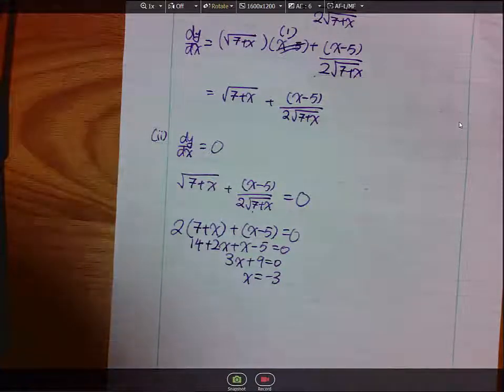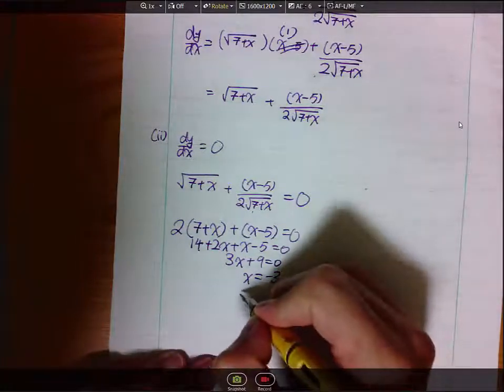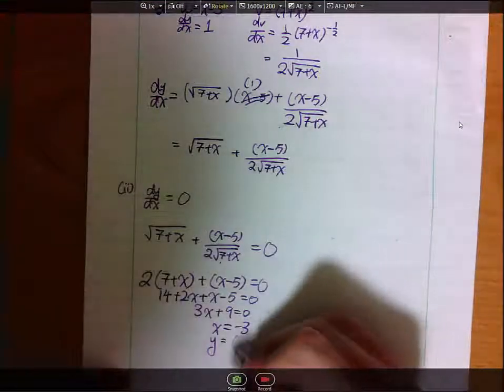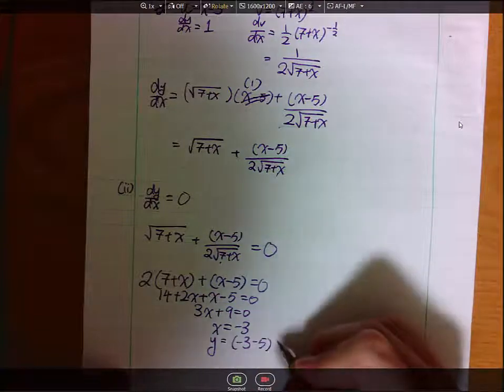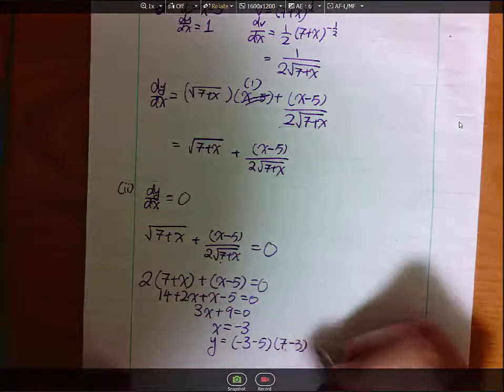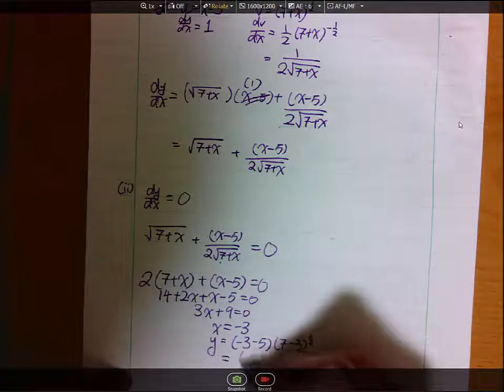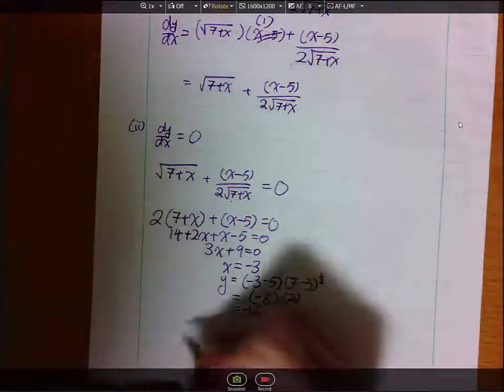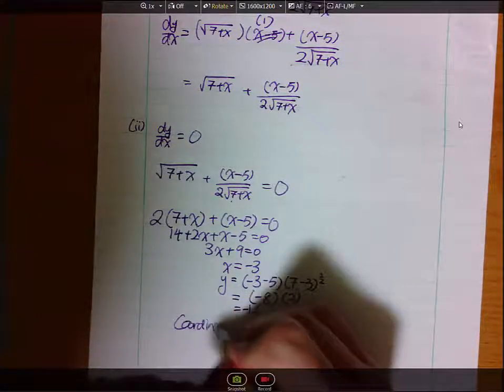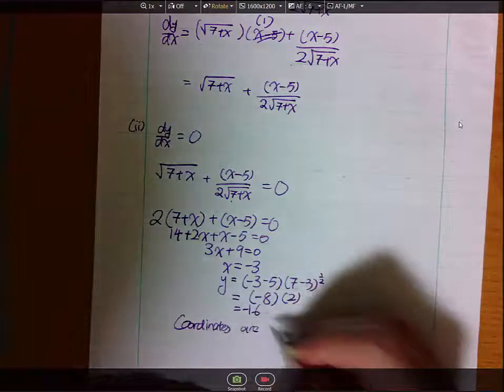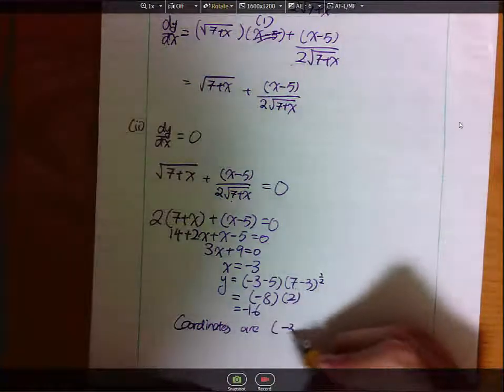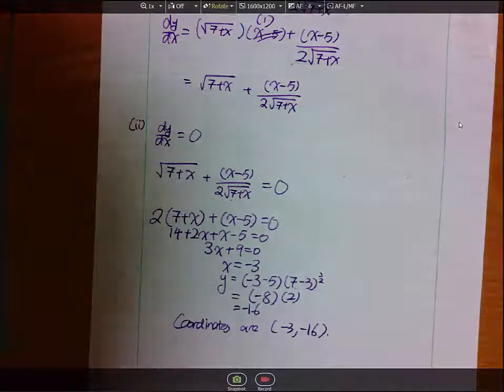Now, we have to find the coordinates. To find my y value, I look back at the original equation and substitute it in, so I get (minus 3 minus 5) times (7 minus 3) to the power of half. So we get negative 8 times 2, y equals negative 16. So my stationary point coordinates are basically negative 3, negative 16.